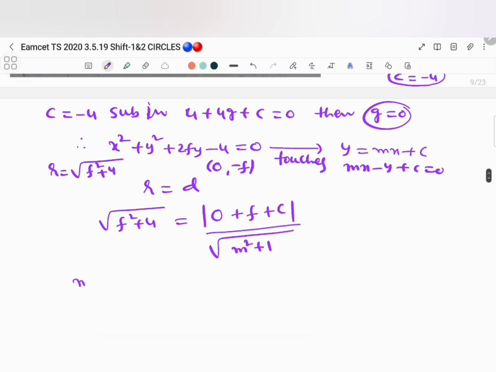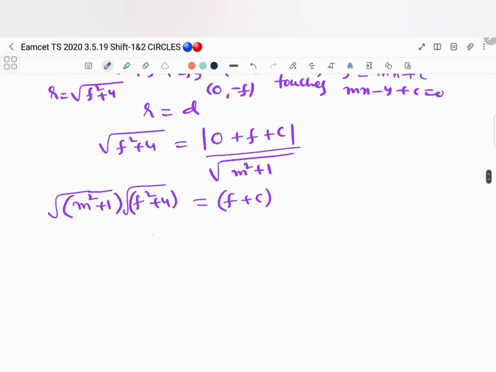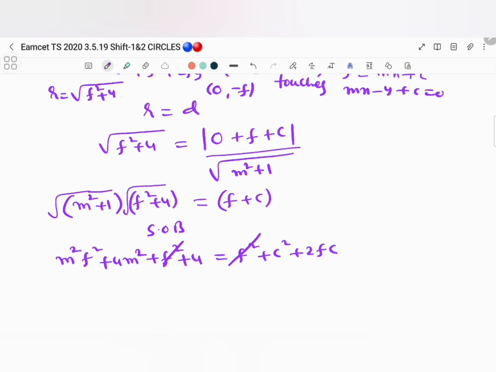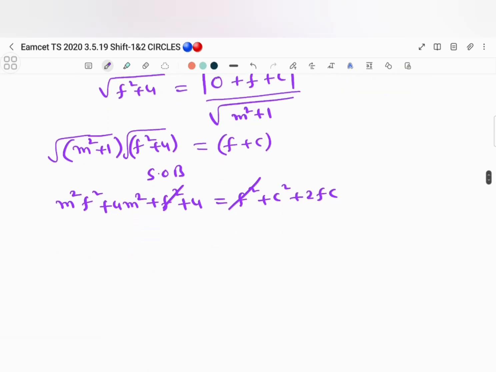So cross multiplication, m square plus 1 into f square plus 4 is equal to f plus c. Squaring on both sides, m square f square plus 4m square plus f square plus 4 is equal to f square plus c square plus 2fc. F square gets cancelled. So after that, it is a quadratic equation in terms of f. M square into f square, next minus 2c into f, that we can take this side. Plus 4m square minus c square.